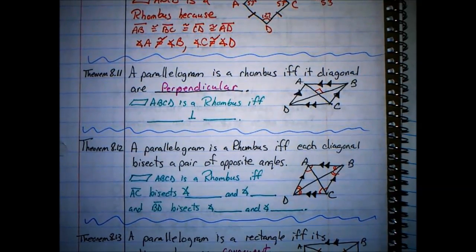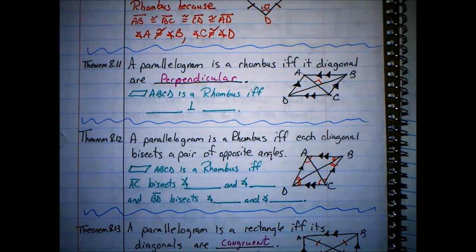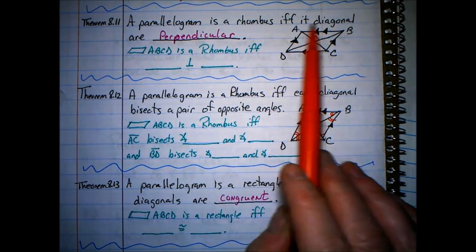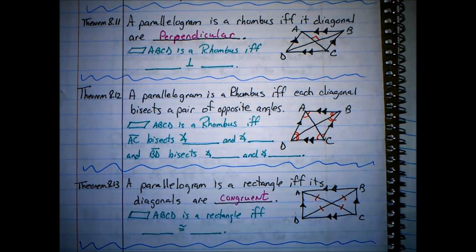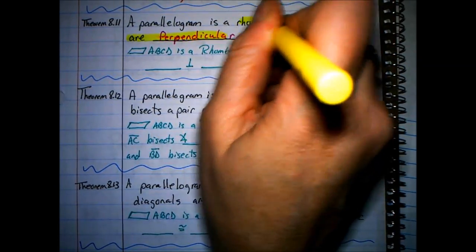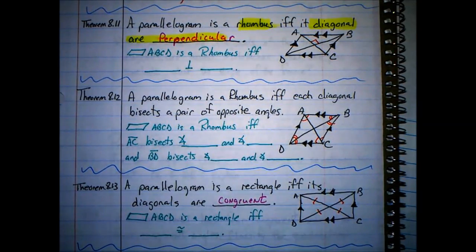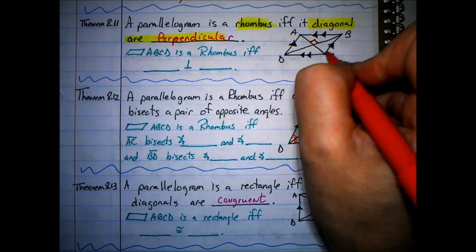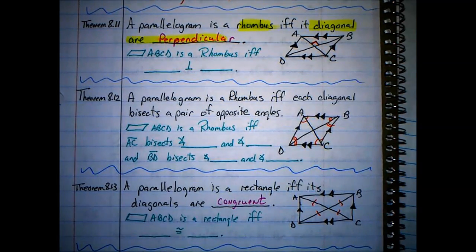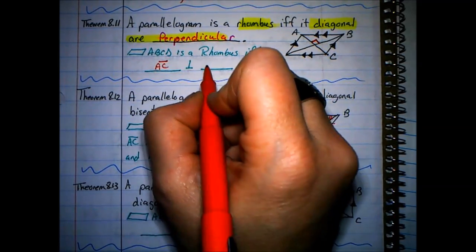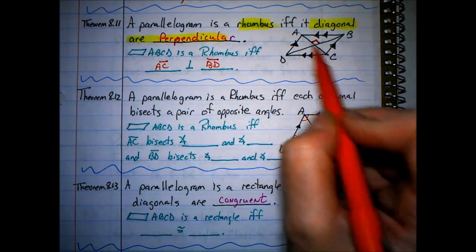Okay, we have three theorems for this section. Theorem 8.11 says a parallelogram is a rhombus if and only if the diagonals are perpendicular. This is an added property that happens for a rhombus. In a rhombus, the diagonals are perpendicular. What's nice about that is that being perpendicular means now I have four right triangles in the center of a rhombus. To fill in my blanks for my diagonals, I'm going to say AC is perpendicular to BD in that rhombus.